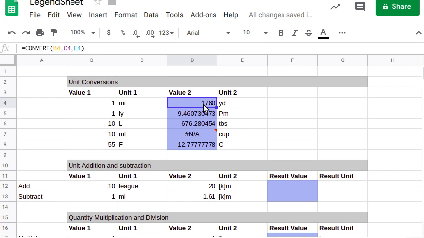So you might be asking, well, if that covers 90% of my use cases, then why do I need this add-in? And maybe it does cover all your use cases. Maybe you don't need the LegendSheet unit functionality. What LegendSheet unit functionalities do provide is more units, and also the ability to use compound units.